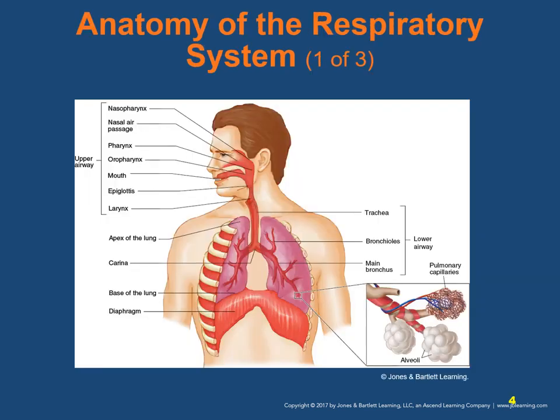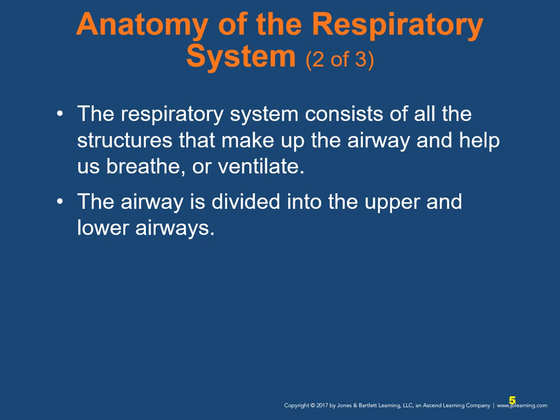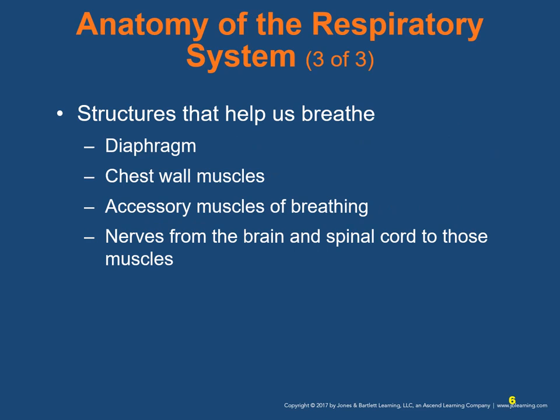Let's discuss the anatomy of the respiratory system. The figure on this slide shows the upper and lower airways of the human body. The respiratory system consists of all the structures that make up the airway that help us breathe or ventilate. The airway is divided into the upper and lower airways. The structures that help us breathe are the diaphragm, chest wall muscles, accessory muscles of breathing, and nerves from the brain and spinal cord to those muscles.